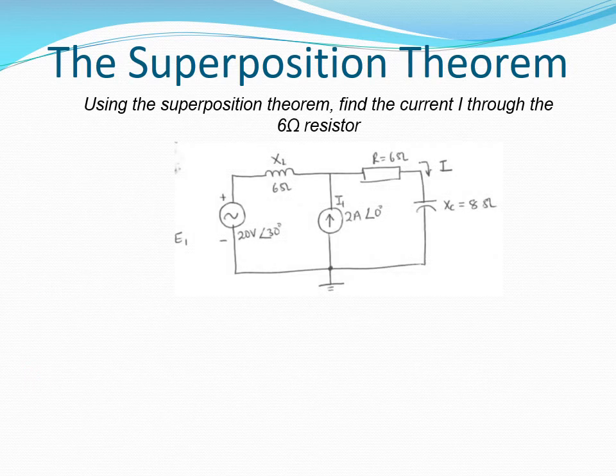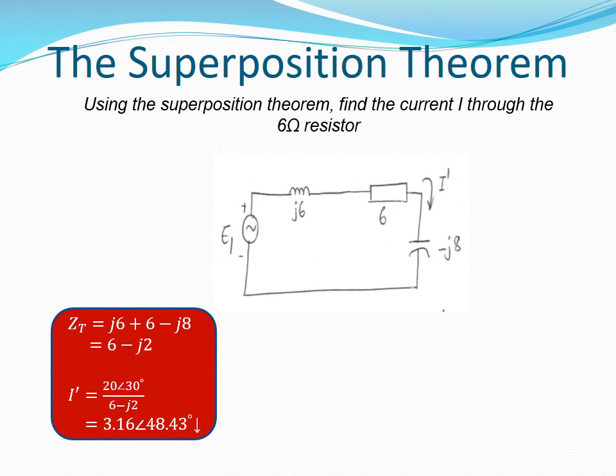In this example, we want to use the superposition theorem to find the current that flows through the 6 ohm resistor. Let's begin with the current due to the voltage source E1. We open circuit the current source. Effectively, we remain with a series circuit. The current I prime that flows through the 6 ohm resistance is equal to the source current that flows from E1. We calculate it as 3.16 amps at 48.43 degrees. The current flows from the left to the right.